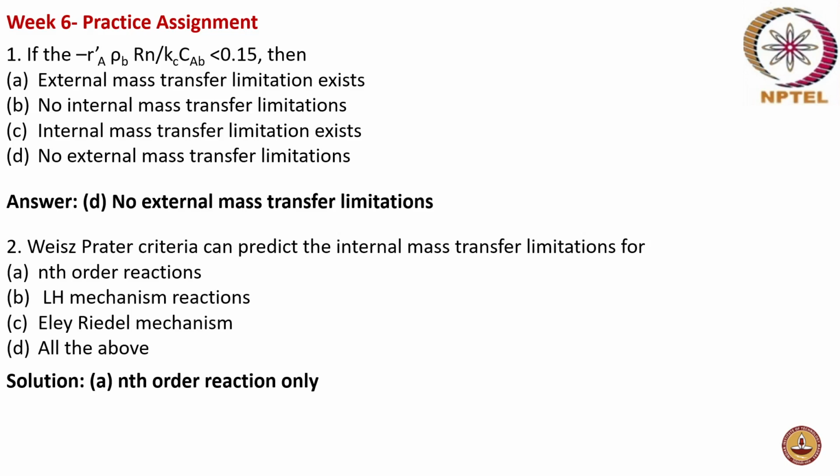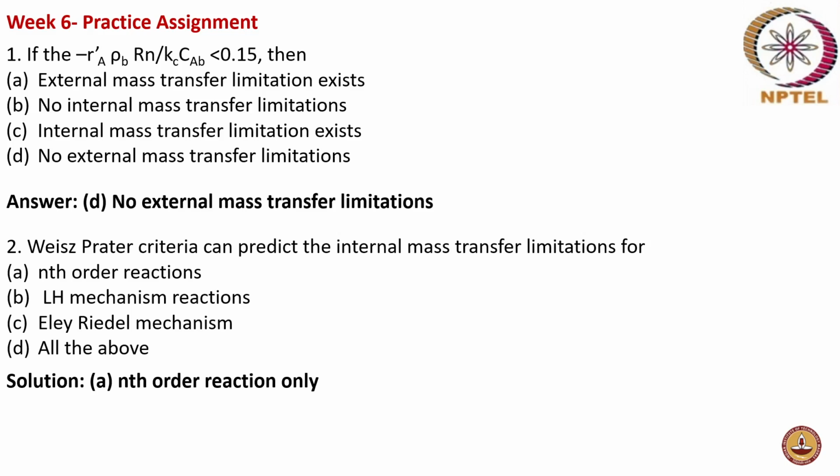So this was the main point of lecture 35, where there was a limitation for the Weiss-Prater criteria and a need for a generalized framework for identifying the internal mass transfer limitations, where the reaction of carbon dioxide getting converted to carbon monoxide was discussed, where this reaction was actually limited by the adsorption of the product on the catalyst surface, which was inhibiting the reaction.